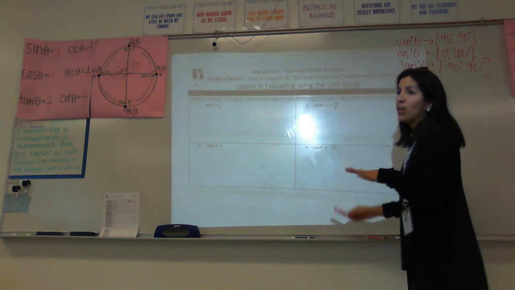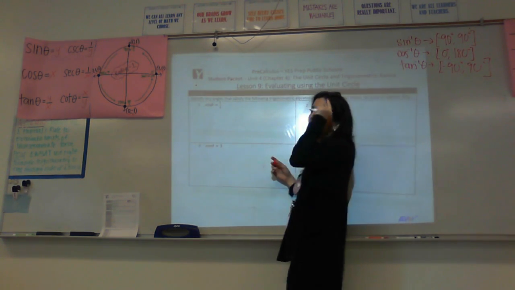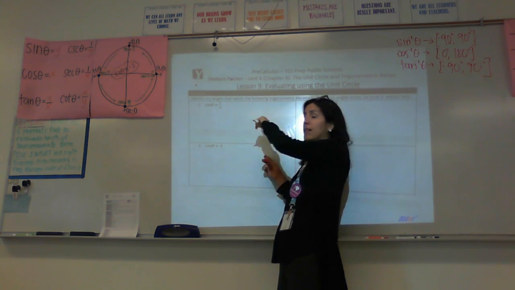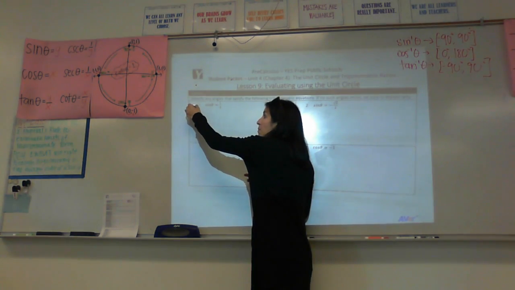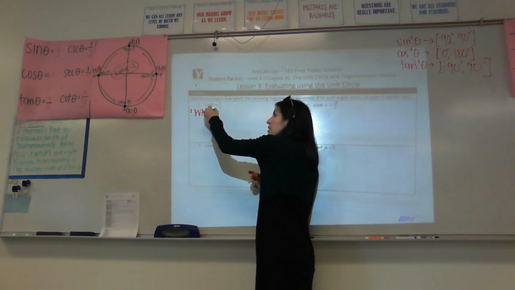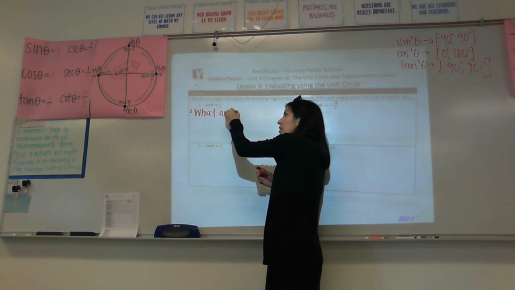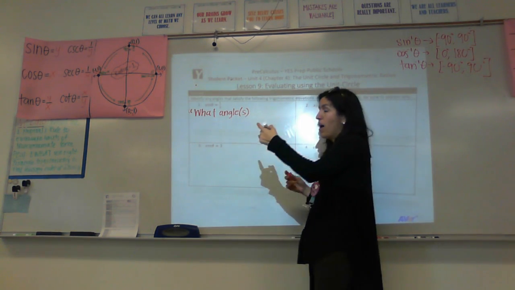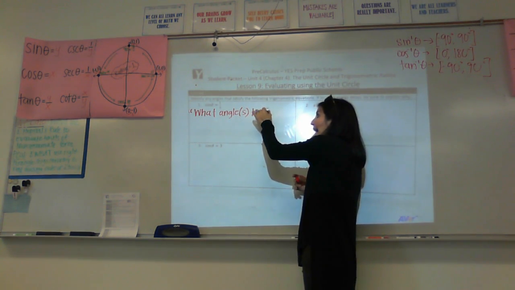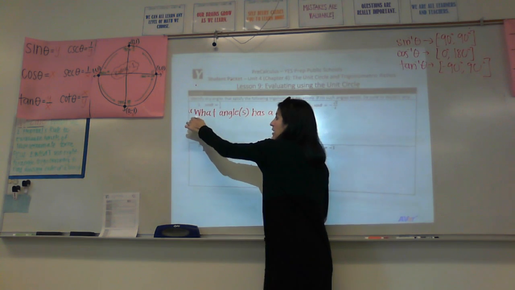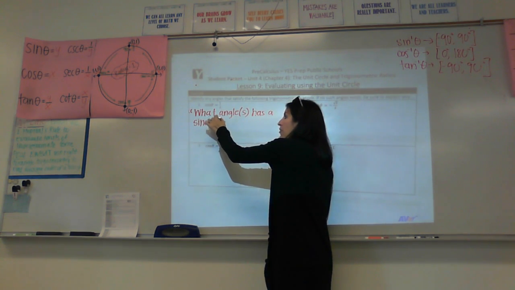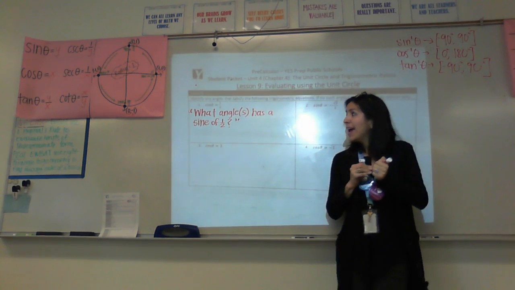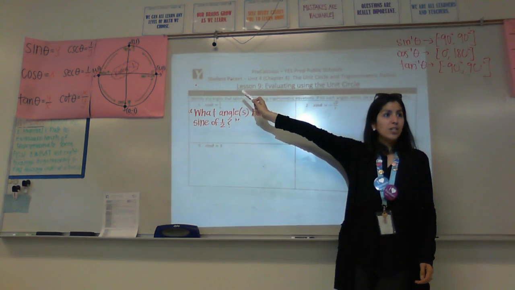Before I just give you freedom to try to figure this out without me, let me pose the question to you that I ask myself when I see something like this. I generally pause and I internalize: what angle, and I'm actually going to put that little s in parentheses because it could be more than one, has a sine of 1/2? This is the question that I ask myself when I see an equation like this.